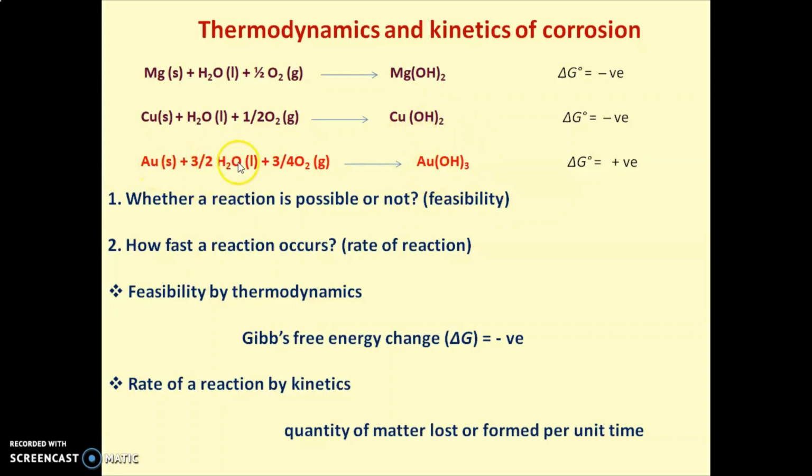Gold does not react with water and oxygen. That's why gold is a noble metal. It does not undergo corrosion. And you see, we use gold in our day-to-day life as an ornamental metal, and we have seen there is no corrosion. This is the reason why. So this thermodynamic parameter defines the feasibility. And the fastness or slowness of a reaction, that's called the rate of reaction, is explained by kinetics.